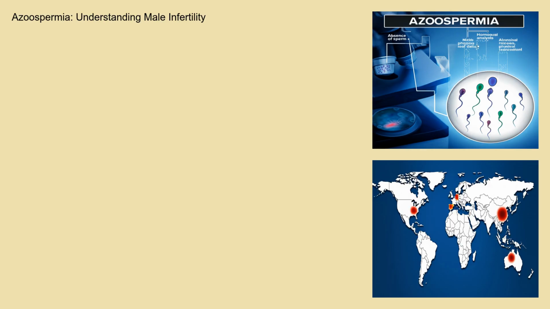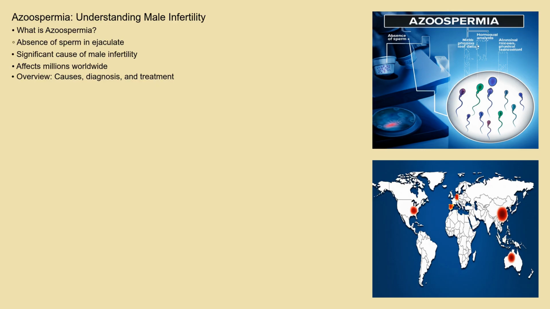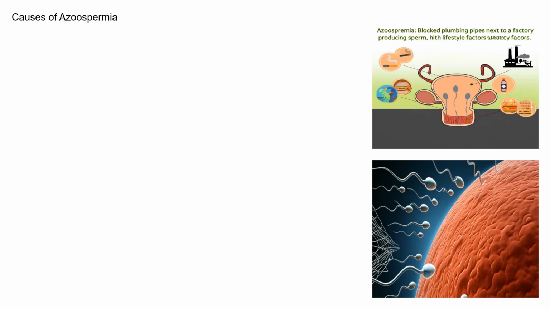Azoospermia. The word itself might sound complicated, but it simply refers to the absence of sperm in a man's ejaculate. It's a significant cause of male infertility, affecting millions worldwide. In this video, we'll delve into the causes, diagnosis, and treatment options for this condition, providing you with a comprehensive understanding of azoospermia. So, what causes azoospermia?